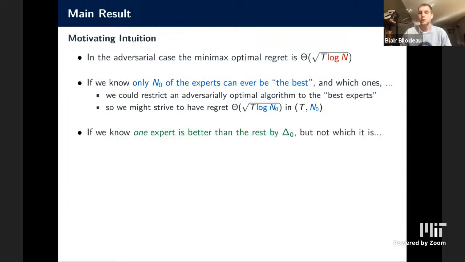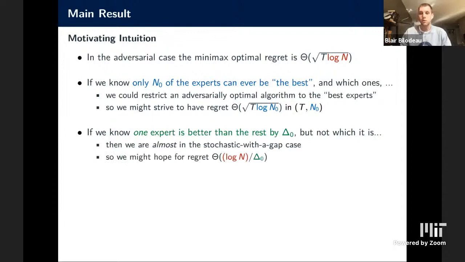Similarly, we could be told that some expert is going to be better than the rest, and we mean here in expectation, and it's going to be better by at least some small amount, some delta 0. This is almost the stochastic with a gap case. I say almost because we don't even need to require this to be i.i.d. The distributions could still be changing over time, as long as the same expert is best in expectation and it's best by at least some small amount delta 0. We would hope to get regret that looks like the stochastic with a gap case, so constant in the number of rounds, and of this form log N over delta 0, where delta 0 is the gap here.